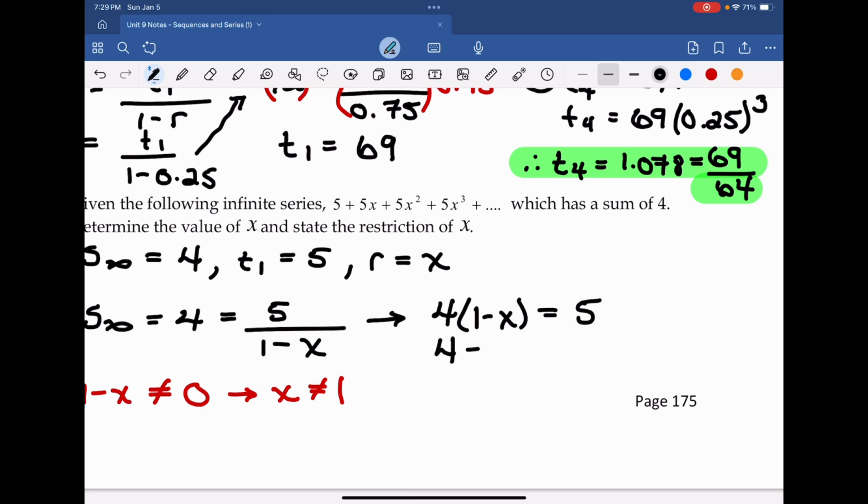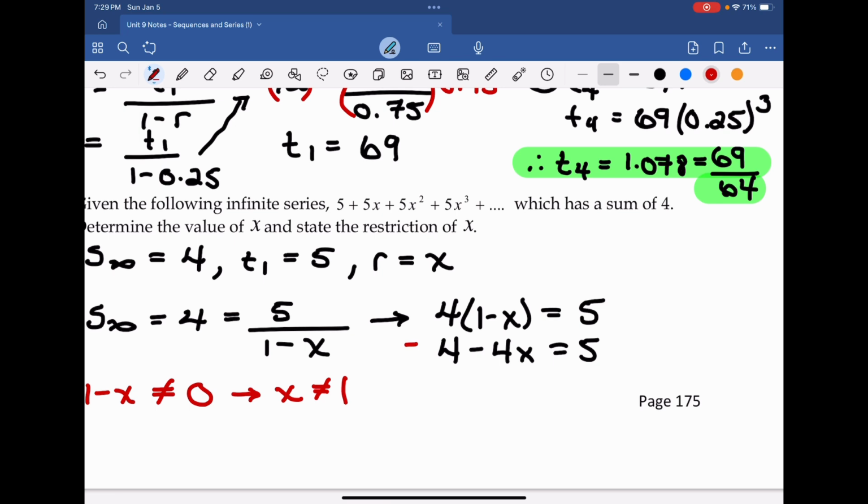We expand the 4 in. 4 minus 4x is equal to 5. I subtract both sides by the 4, so minus 4 and minus 4. 5 minus 4 gives us negative 4x, which is equal to 1. Lastly, I'm just going to divide by the negative 4. And I end up getting, whoops, I should have a negative here.